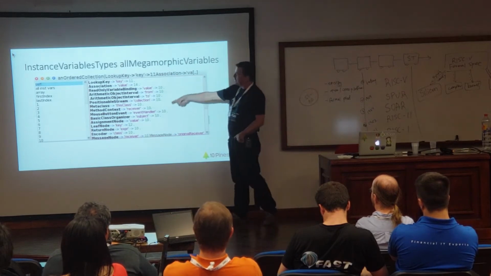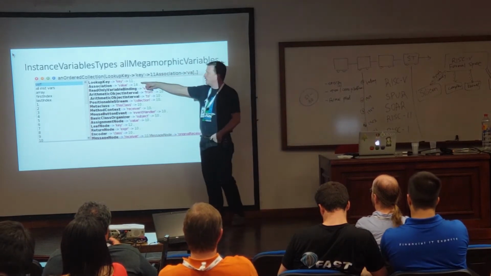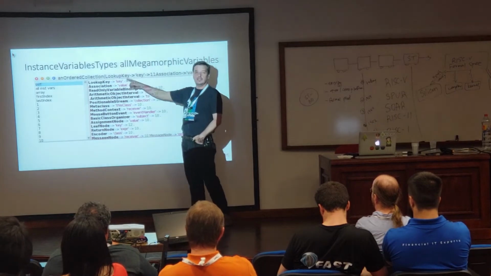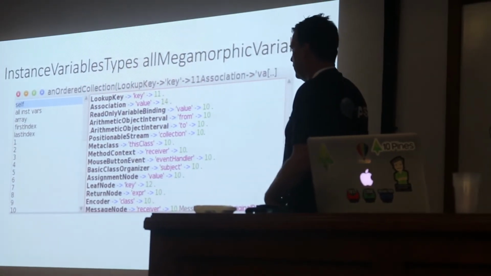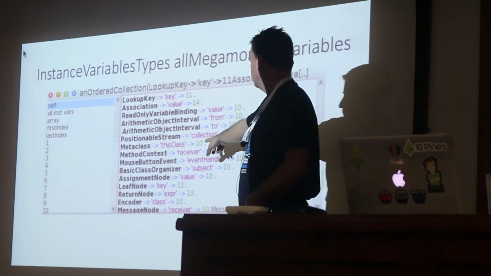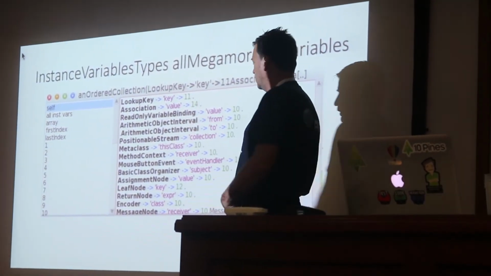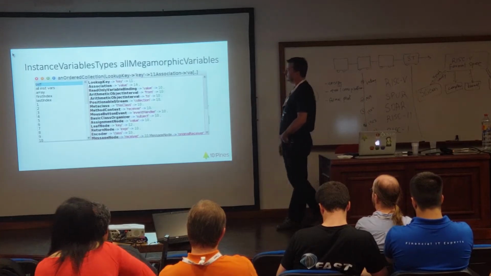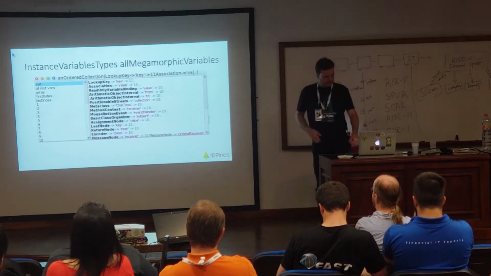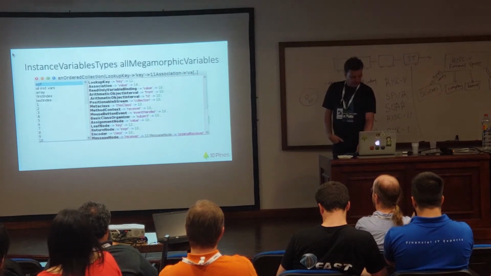And you start seeing things that make a lot of sense. For example, look at key and association. Key and value are used polymorphically a lot. Makes a lot of sense. Meta class also makes a lot of sense. I don't know. You can start taking some feedback from this.